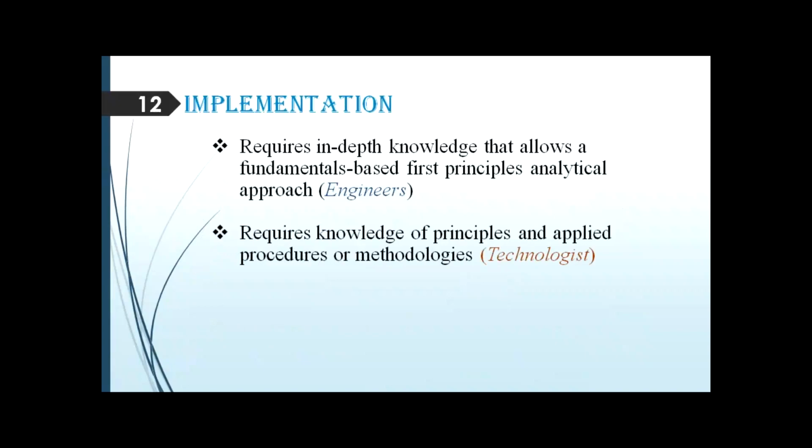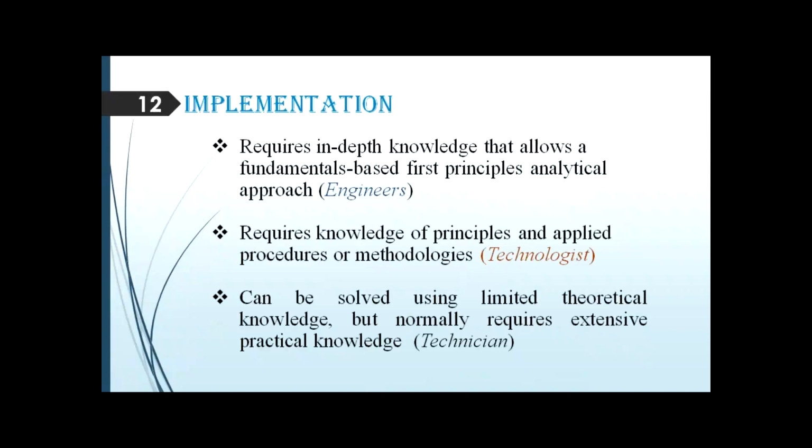What to do? Next slide, please. What to do then? What is the criteria? There are three communities where we can apply complex engineering problems: the engineers, the technologists, and the technicians. Engineers require in-depth knowledge that allows a fundamentals-based, first-principles analytical approach. Technologists require knowledge of principles and applied procedures, practical work, and technologies. Technicians can solve problems using limited theoretical knowledge, but normally require extensive practical knowledge. Next slide, please.